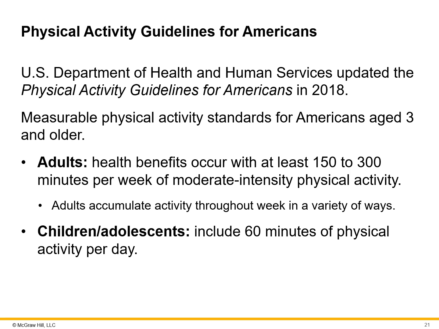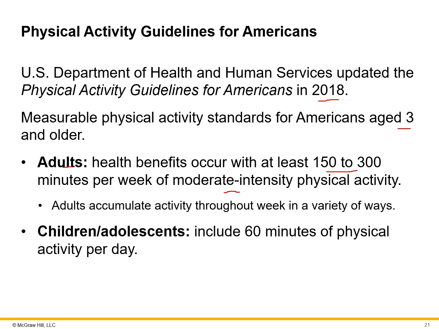So some of the physical activity guidelines for Americans, and this was published by the U.S. Department of Health and Human Services. They updated this in 2018. So this is measurable physical activity, and this is for individuals 3 and older. For adults, the health benefits occur whenever we have about 150 to 300. That's a pretty big range, but at least 150 minutes of moderate intensity physical activity.